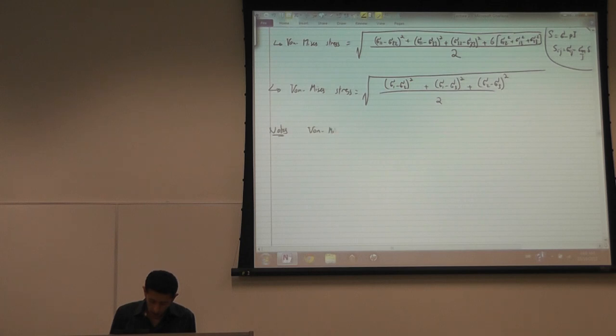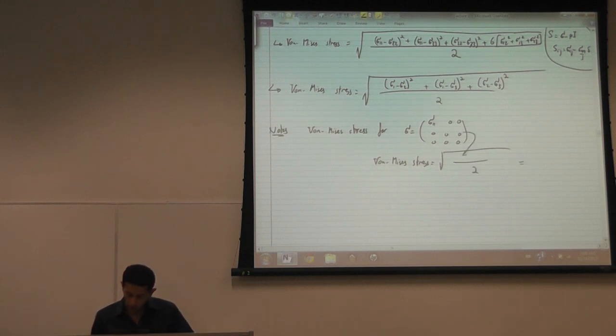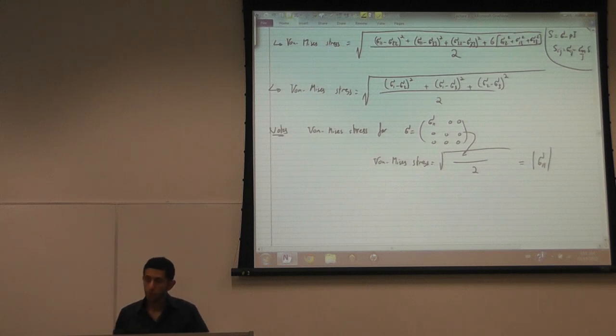Stress. For a stress matrix that looks like this, when you calculate the von Mises stress, plug in all these numbers here, divided by 2, you will get the absolute value of sigma 1. Sigma 1 squared plus sigma 1 squared, divided by 2. Sigma 1 squared divided by 2. The 2 will cancel the 2. We'll end up with the absolute value of sigma 1.